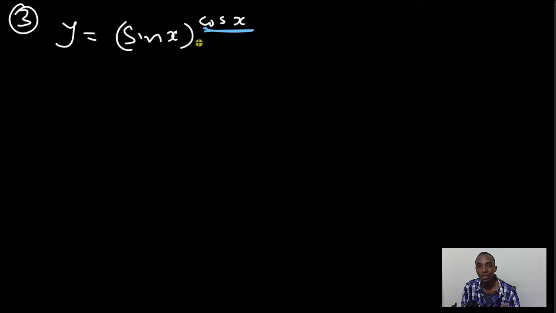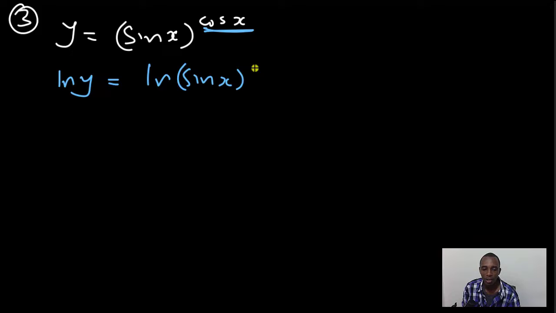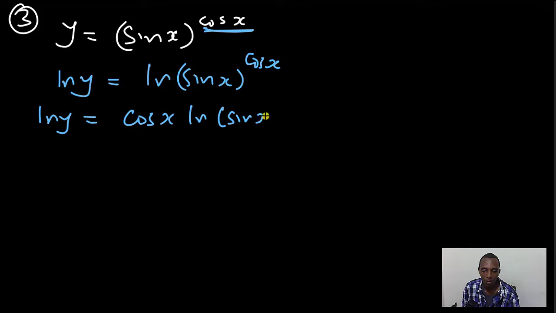I've got to make sure this cosine of x is not a power, so I have to bring it down. So I'm going to do that still using logarithms. So logarithms are actually very useful when you're working with functions in which the power is also a function of x. So we'll introduce the natural log on both sides. So the natural log of sine x to the power cosine of x. Using the properties of logarithms, still I have natural log of y equals cosine of x times the natural log of sine of x. Alright.